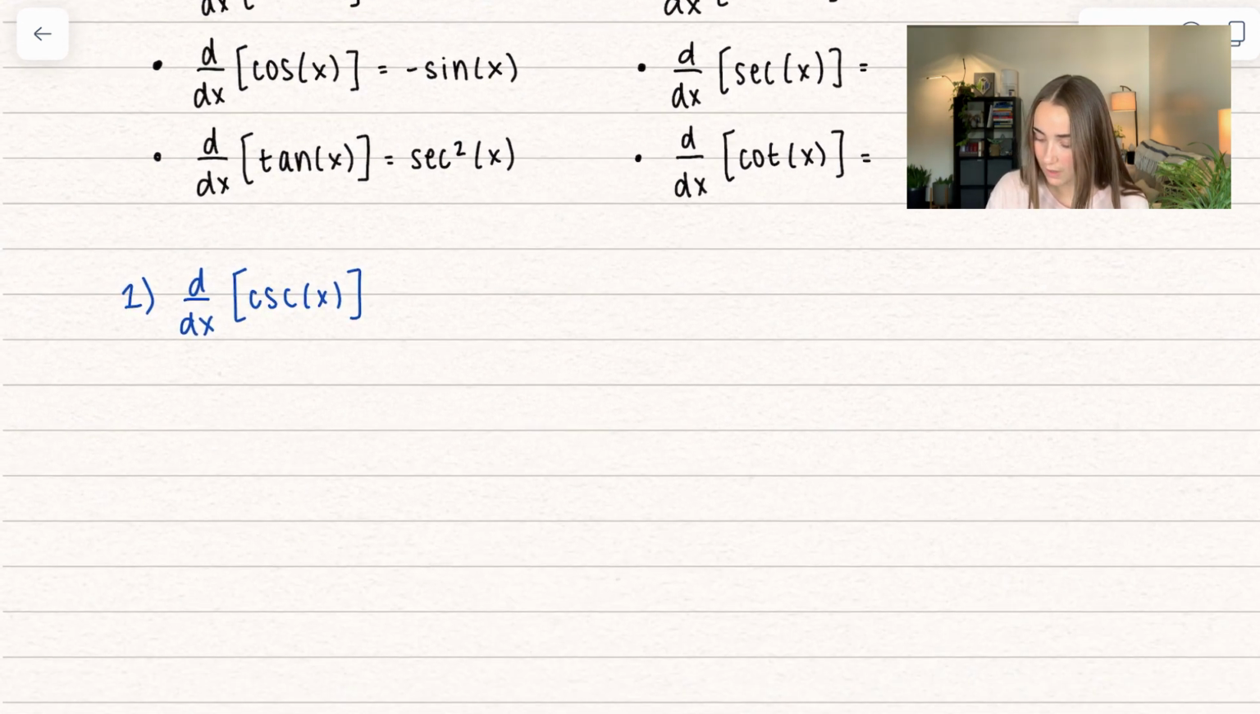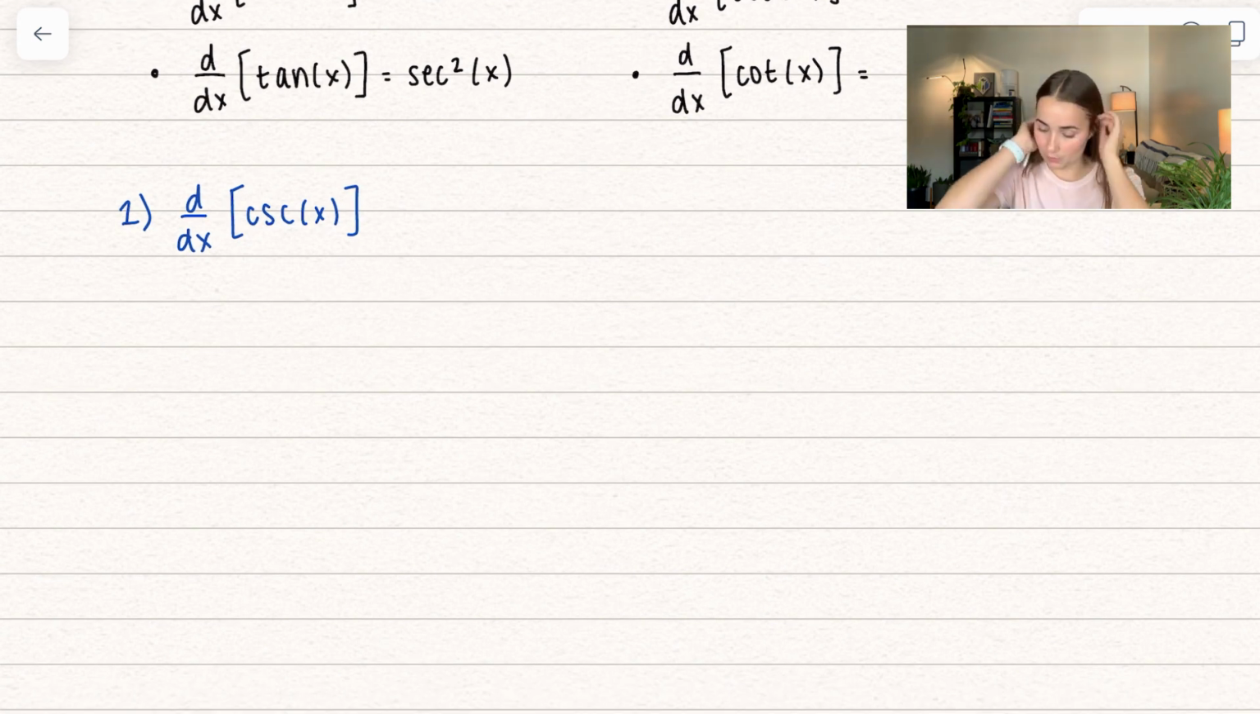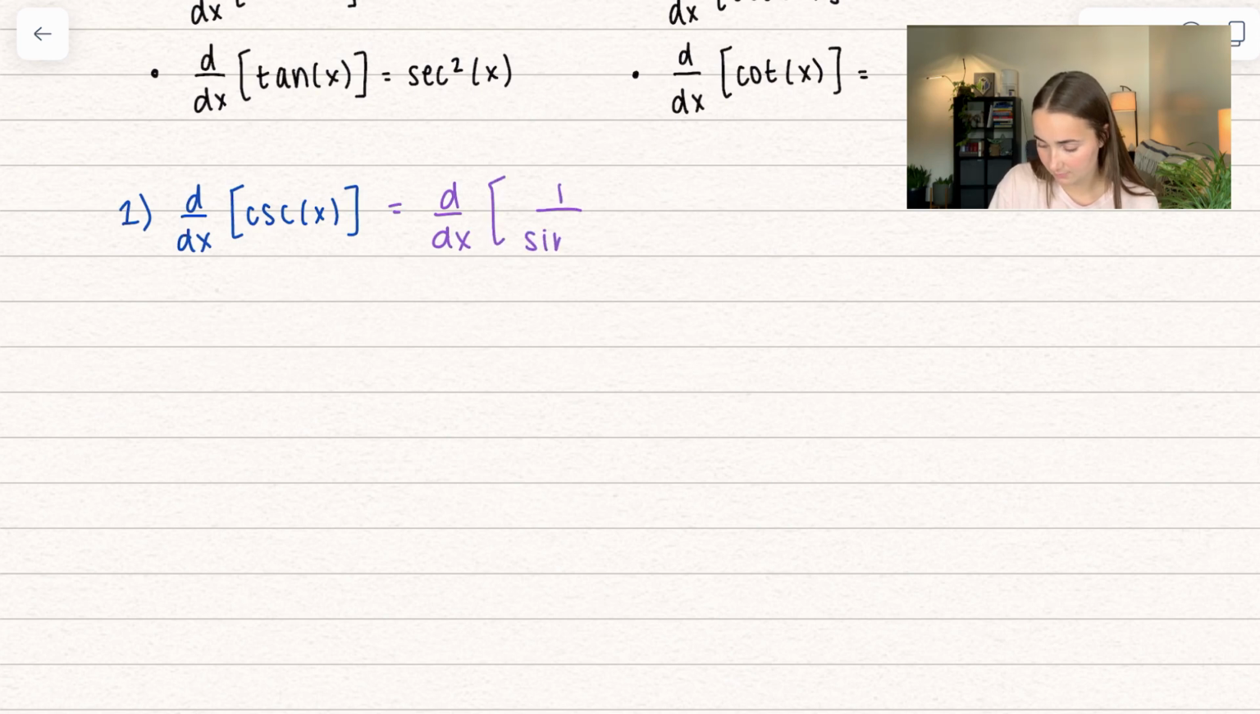Going into it, we're going to first take the derivative of cosecant. In order to do that, I'm just going to rewrite it as 1 over sine of x. And I'm actually just going to use quotient rule. So my denominator is sine of x and my numerator is just 1. I'm going to write those in.